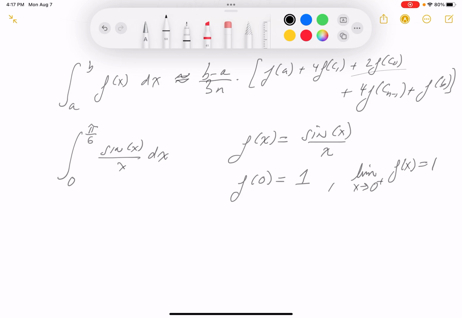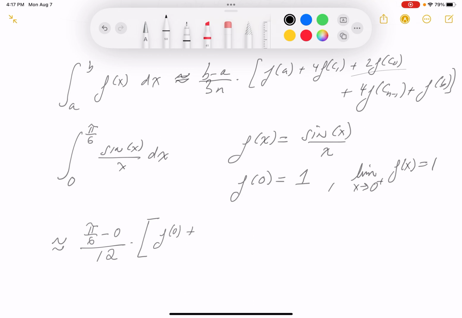So what do I do over here? I write it down. This is going to be approximately equal to, well, b minus a, that's going to be pi over 6 minus 0, over 3 times n. And what's the n here? It's an S4. So 3 times 4 is 12. All right, got this. I'm going to write this down now. What's f of a? It's f of 0.